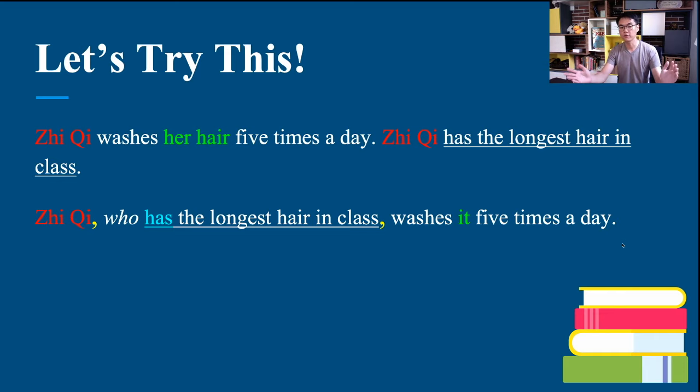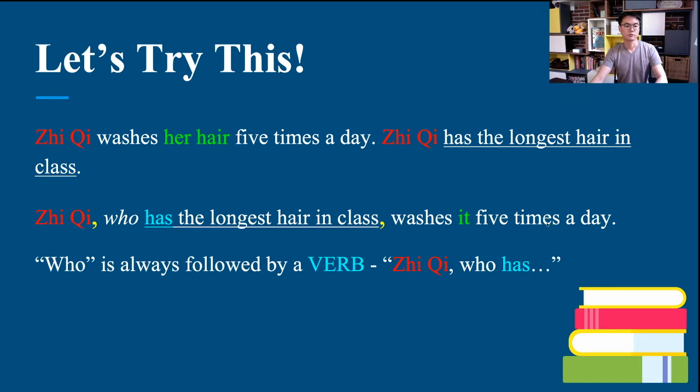So remember, additional information follows the connector who: has the longest hair in class. Another comma after the additional information. Washes it 5 times a day. So her hair, because we already have the longest hair in class, is repeated. So I replace her hair with it. Ziqi, who has the longest hair in class, washes it 5 times a day. Okay, so who is always followed by a verb.